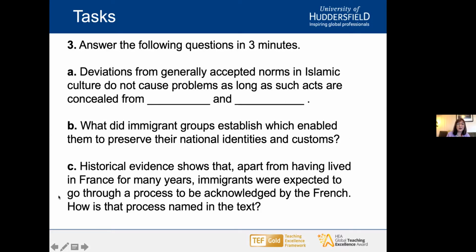The next one is a collection of 3 questions. Imagine that you have these in the exam, all right, and you have 3 minutes to answer all these questions. Okay, let's see what you're doing. These are a little bit more tricky.